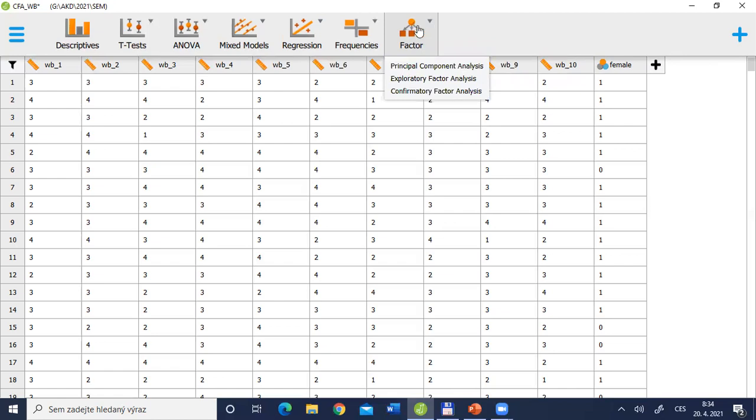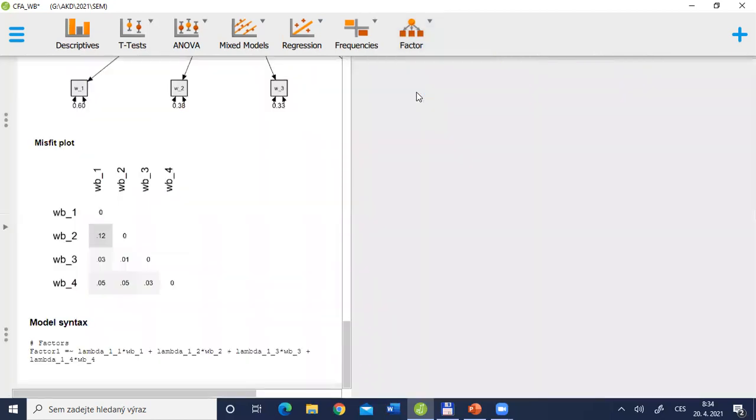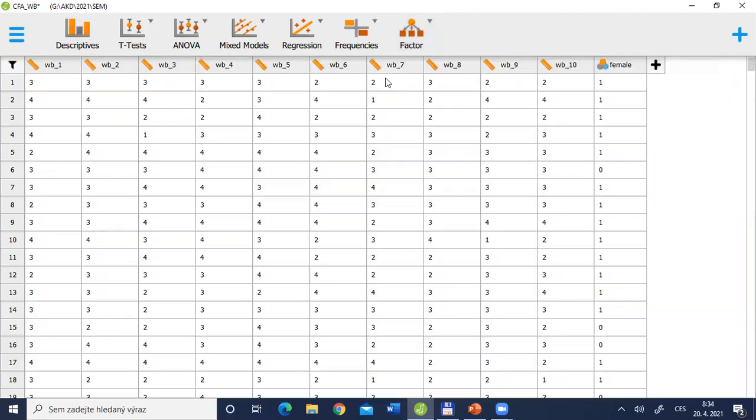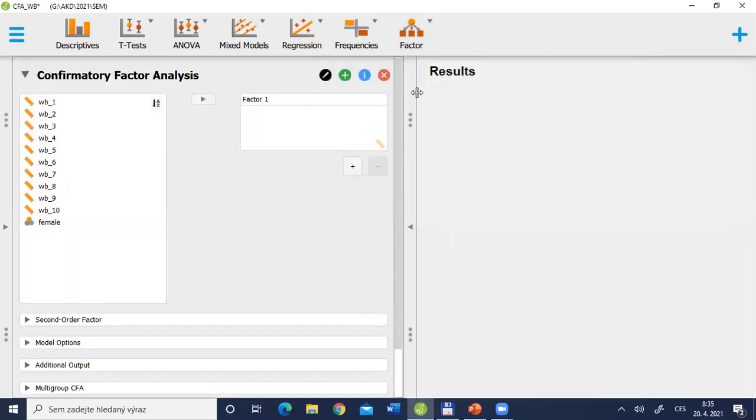So we could go into factor, and the last option is confirmatory factor analysis. For most tasks in confirmatory factor analysis, it is enough to use this very user-friendly part of the menu. For some special models, we should apply some different options in structural equation modeling settings.